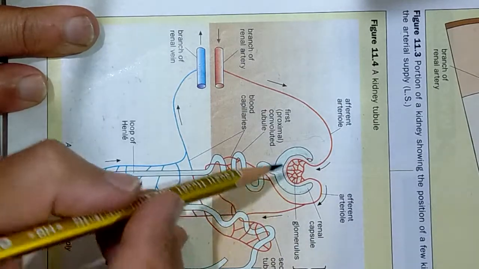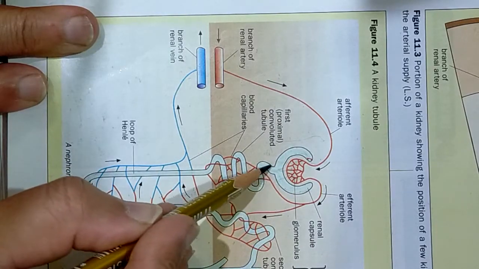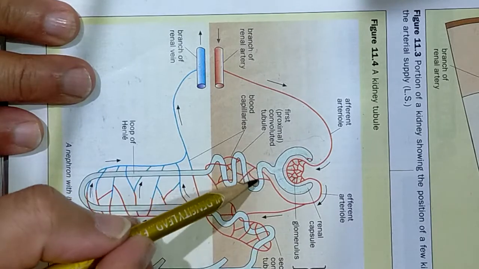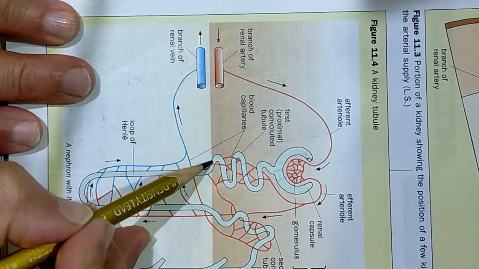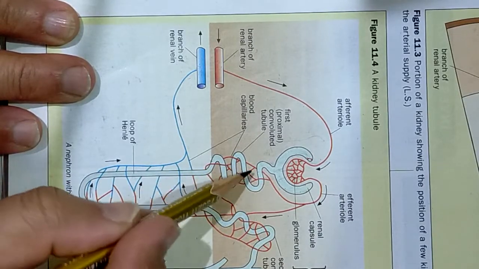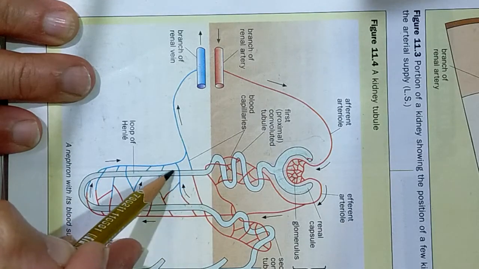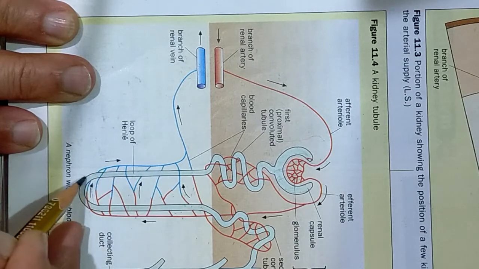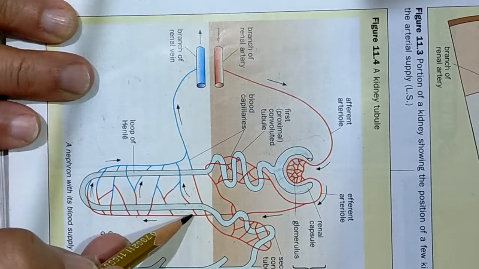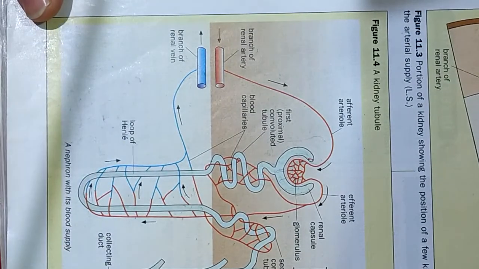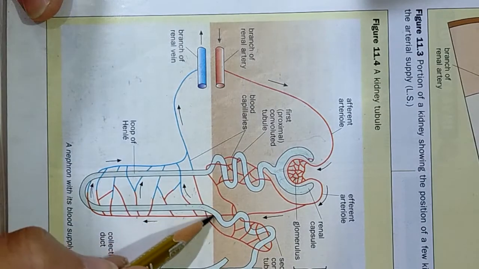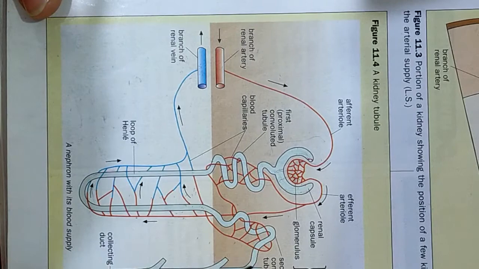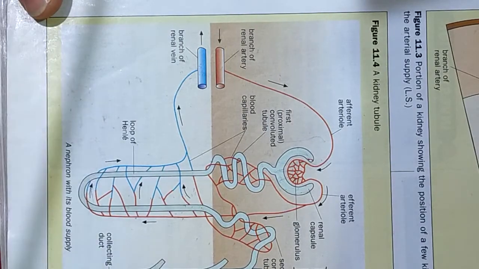Now after this there is a tubular portion. The first part is called the first convoluted part, then from this region it will enter into the medulla region of the kidney. Here it has a U-shaped structure which is called the loop of Henle, and after this it has a second convoluted part, and the second convoluted part ends into the renal pelvis.